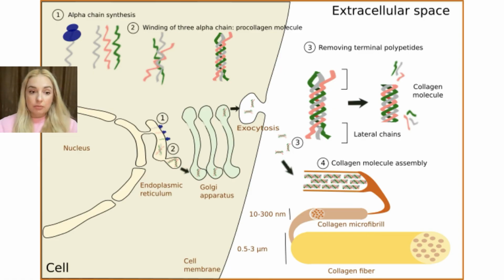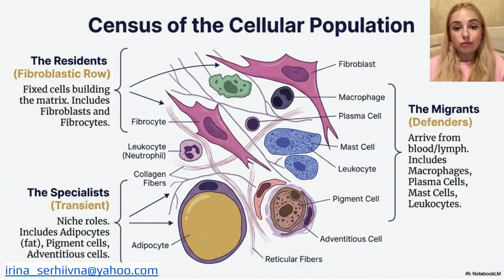And in the extracellular matrix, what happens next? Our collagen molecules assemble, we create collagen microfibril, and from microfibril, we create collagen fibers that are ready to go into specific localizations depending on their type. Now let's move on to cells.